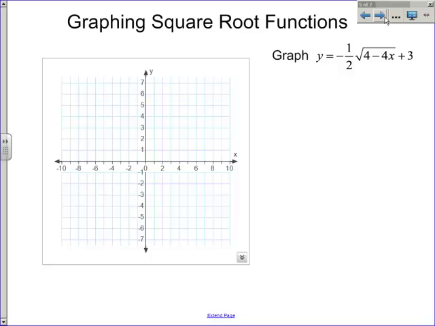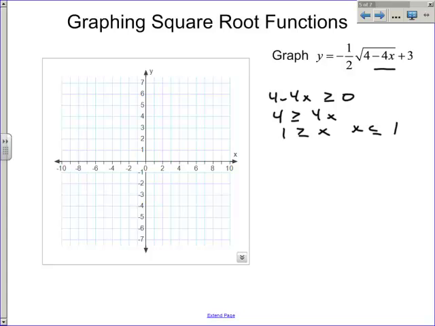All right, last graph before you try some on your own. I put a lot of stuff in this. Y is equal to negative 1/2 times the square root of 4 minus 4x, plus 3. As before, I want to know what's the domain of my graph. I'm going to do that by setting what's underneath the radical, 4 minus 4x, greater than or equal to 0. So 4 is greater than or equal to 4x. So 1 is greater than or equal to x. X is less than or equal to 1.